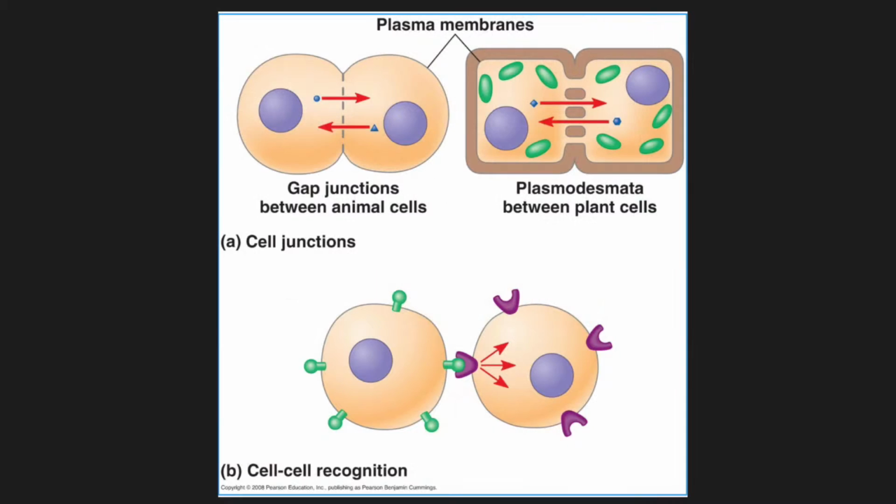Cells communicate by allowing solutes and molecules, such as signaling molecules, to pass between membranes of two different cells. Animal cells use gap junctions, while plant cells use plasmodesmata through their cell walls. By using cell-cell recognition, cells communicate by having molecules on one cell surface, such as glycoproteins, bind to receptor proteins on the other. This triggers a cellular response which receives a signal.